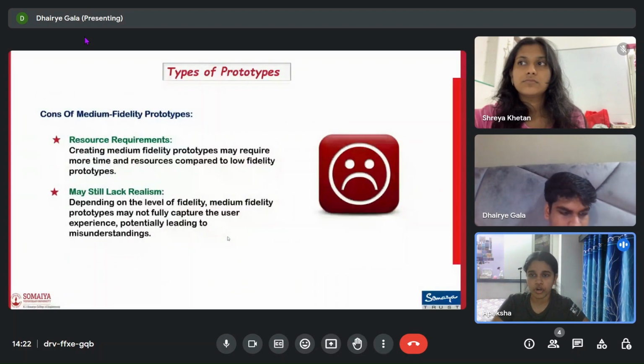Now moving on to the cons of medium fidelity prototypes. First one is resource requirements. Since it is more detailed than the low fidelity prototypes, it requires more time and resources compared to low fidelity prototypes. Second one is it may still lack realism. Depending on the level of fidelity, medium fidelity prototypes may not fully capture the user experience, potentially leading to misunderstandings.